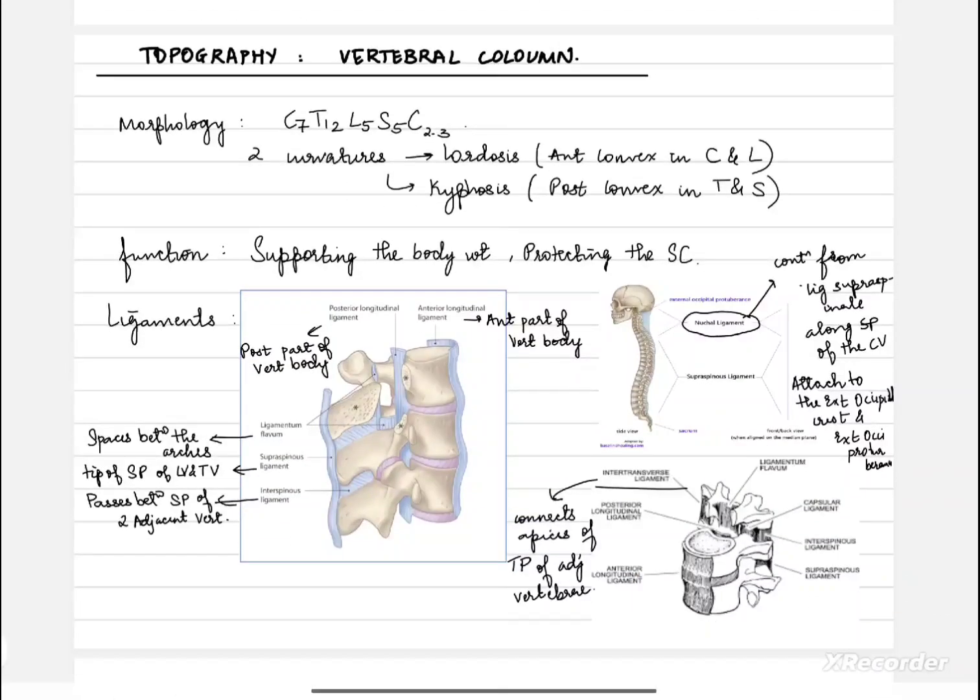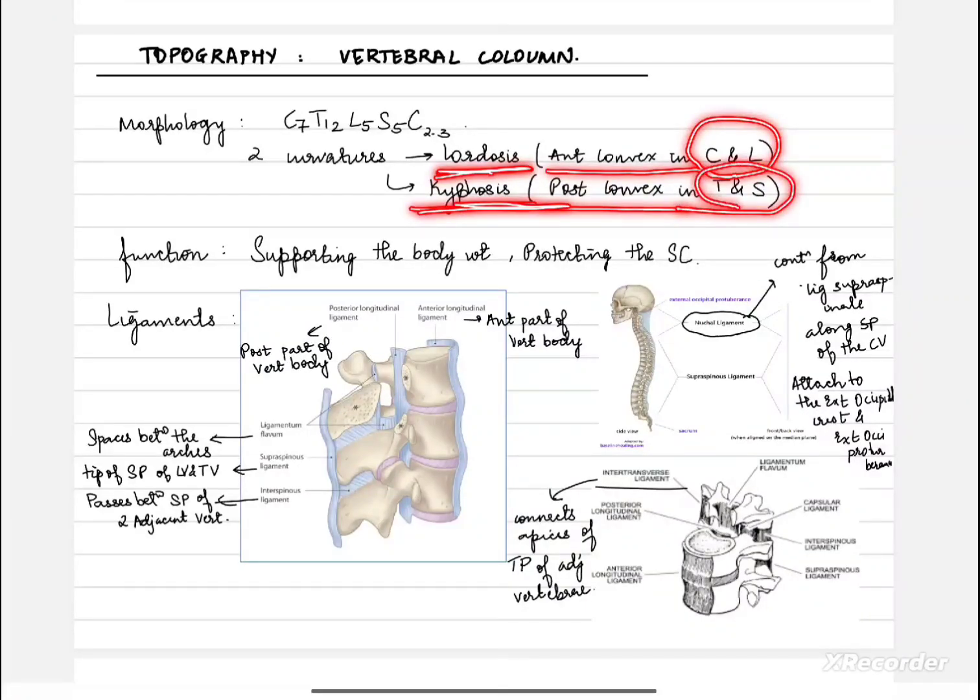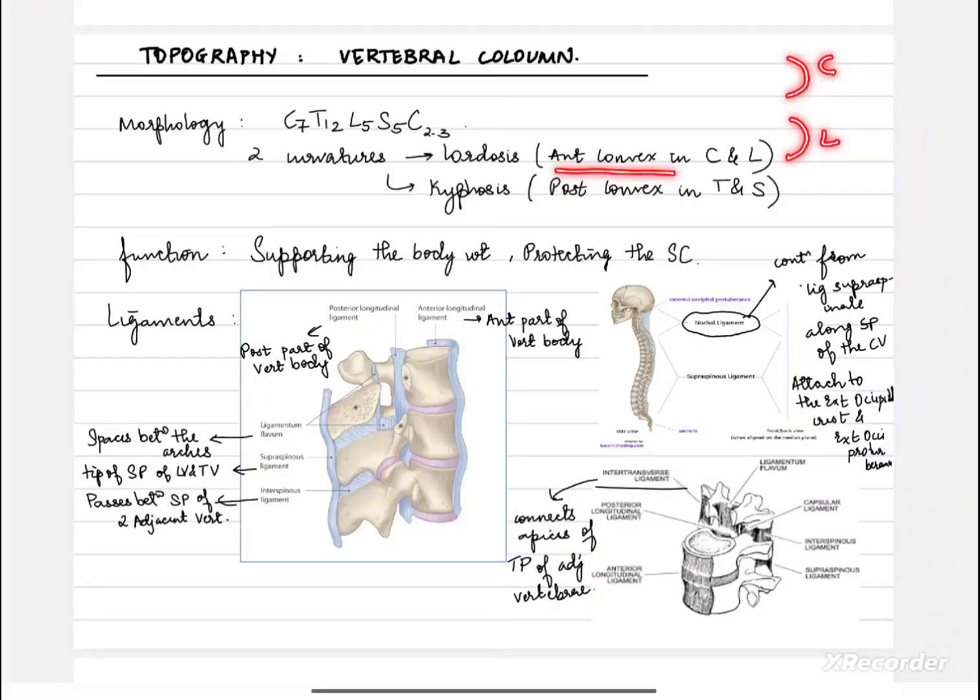Now we move on to the topography of the vertebral column. Its morphology is 7 cervical, 12 thoracic, 5 lumbar, 5 sacral and 2 to 3 coccygeal vertebrae. Now there are two curvatures, lordosis and kyphosis. Lordosis means anterior convex in the cervical and lumbar region, and posterior convex, which is kyphosis, in the thoracic and sacral region. Anteriorly convex in cervical and lumbar, and posteriorly convex means if we see it convex from posteriorly, then it is thoracic and sacrum. Function: supporting the body weight, protecting the spinal cord.